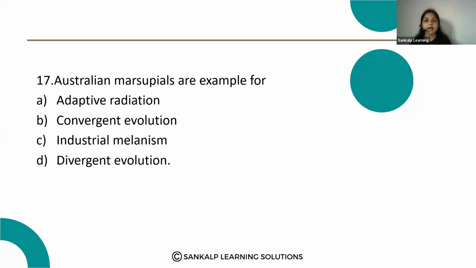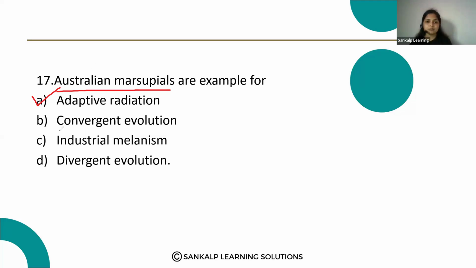Next question. Australian marsupials are an example for adaptive radiation, convergent evolution, industrial melanism, or divergent evolution. From these marsupials, different varieties of organisms developed. So that is an example for adaptive radiation. The organisms which moved from that region to another region developed different characteristics suitable for that environment. That is called adaptive radiation.